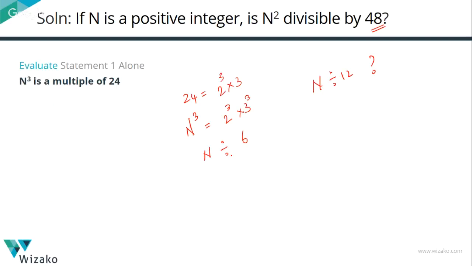6 is divisible by 6. It's not divisible by 12. 12 is divisible by 6. It is divisible by 12. So we're not getting a unique answer. Statement 1 alone is not sufficient. Rule out AD. What we are down to is B, C, or E.